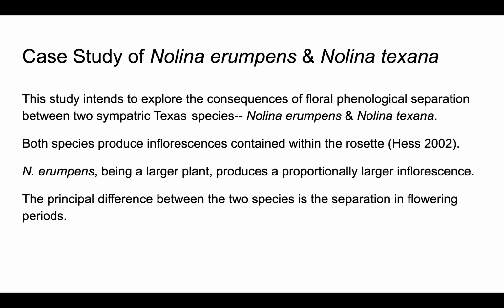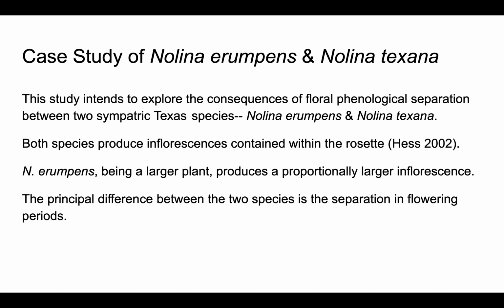So the two species, Nolina erumpens and Nolina texana, are very similar plants. They both have inflorescences contained within the rosette. Nolina erumpens, however, is quite a bit larger, often 6 to 7 feet in height and diameter, and Nolina texana is more commonly 2 to 3. But again, they have the same style of inflorescence. Nolina erumpens, of course, produces a proportionally larger inflorescence as well.